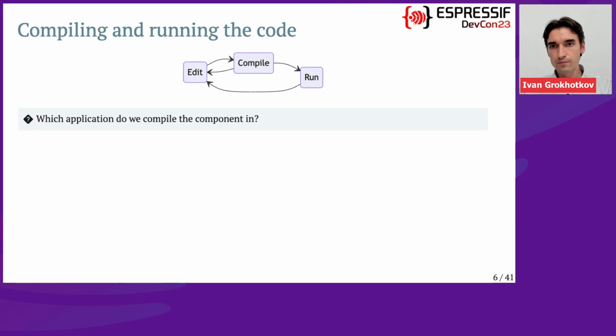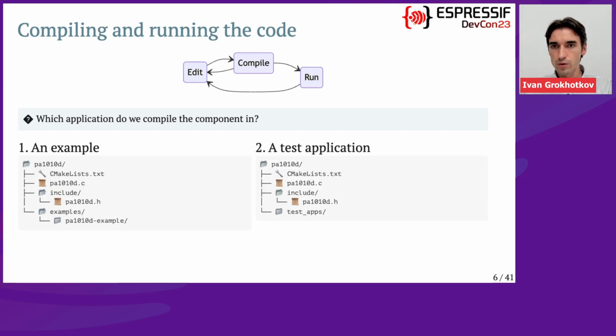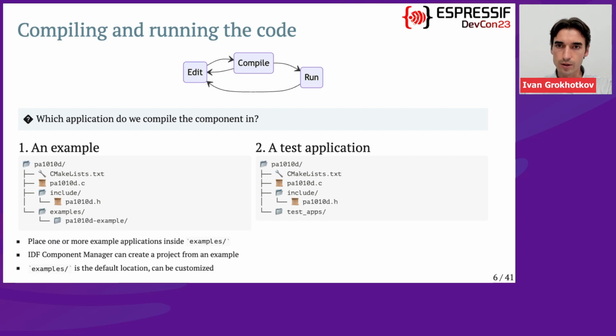In ESP-IDF, the build process always starts with the application. So to test this component, we will have to create an application. Typically, this is either an example or a test application. And we'll use one of those for our compile run debug cycle. In the case of examples, I recommend placing them into the example subdirectory of the project.